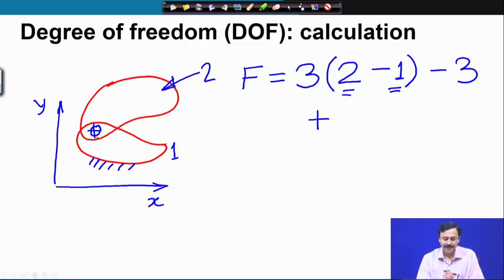For example, if this is a hinge, then as you know, a hinge has one pair variable. So, it has 1 degree of freedom. So, I add that 1 to it. So, therefore, finally, I have the degree of freedom of this system as 1. Let me take another example.